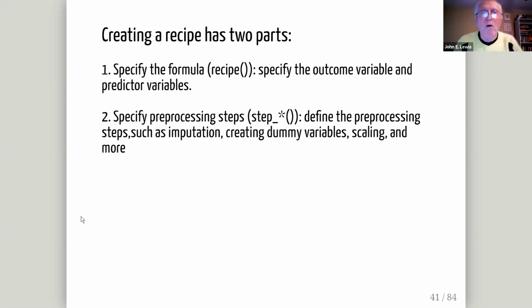In the second part of a recipe, which I'll show you in just a minute as an actual one, we specify the pre-processing steps. In this case, it may be dealing with missing data. It may be creating dummy variables for categorical information. It may be scaling or normalizing it. It may actually be just removing a particular variable that we don't want to have in the machine learning process.